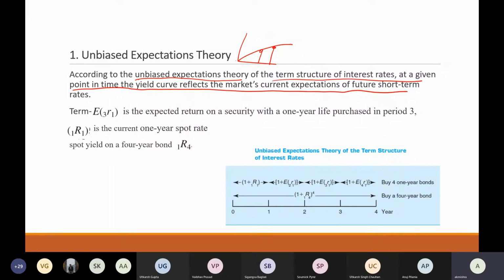So the unbiased expectation theory suggests that your yield curve, or the interest rate on a given maturity, will reflect the expectation about future growth. That's why we call the yield curve a sentiment indicator, a sentiment proxy, because it captures the expectations of individuals who are investing.